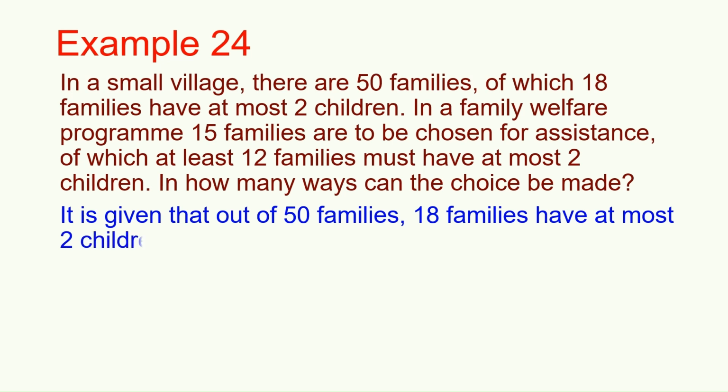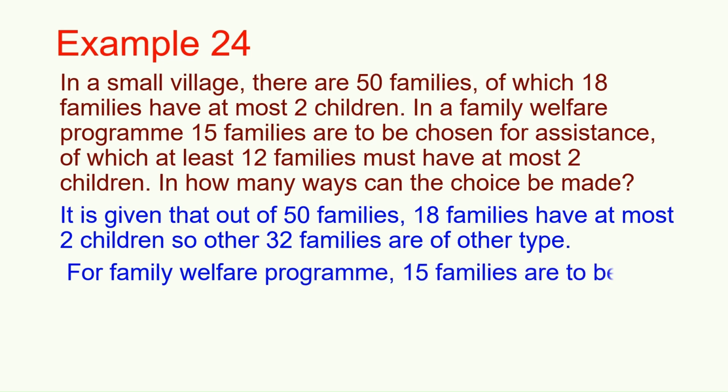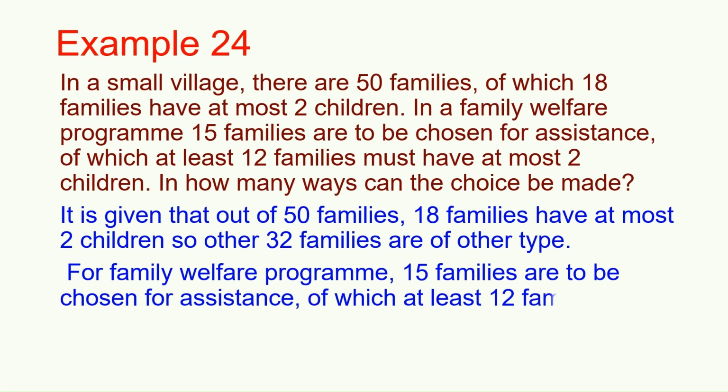It is given that out of 50 families, 18 families have at most 2 children, so the other 32 families are of the other type. For the family welfare program, 15 families are to be chosen for assistance, of which at least 12 families must have at most 2 children.